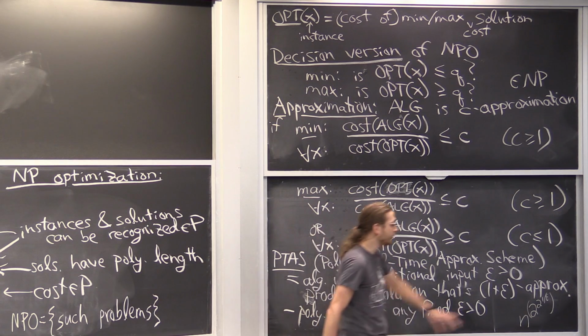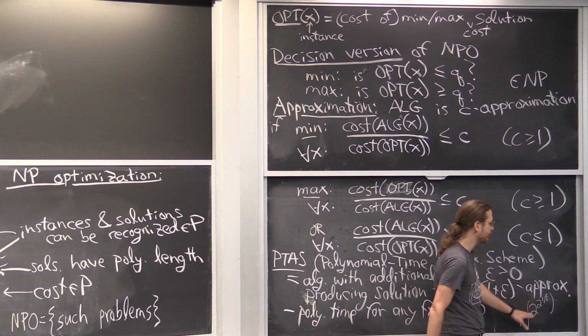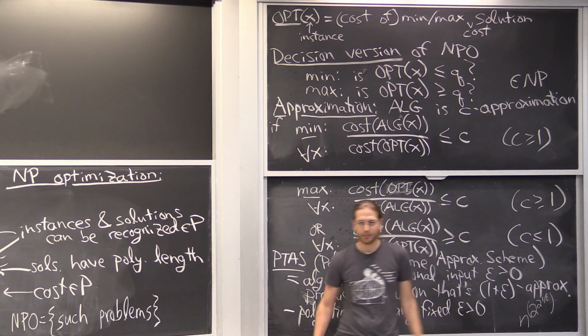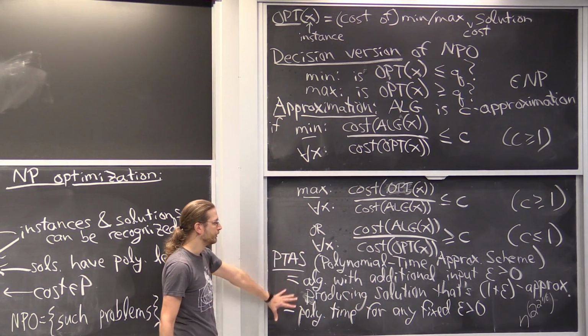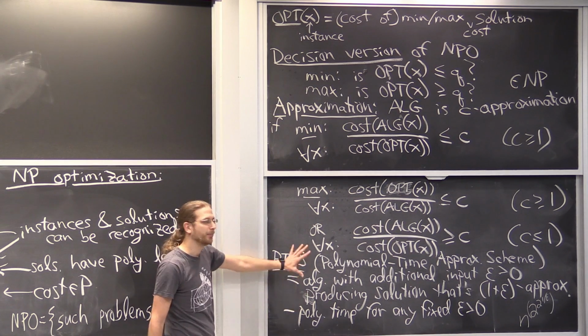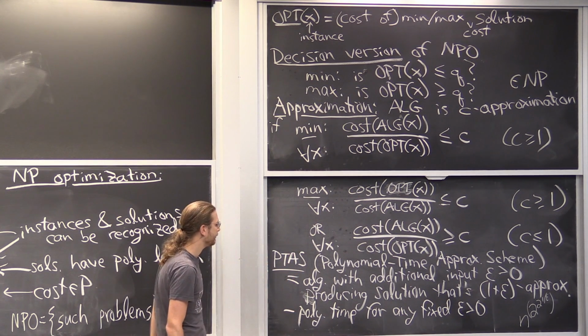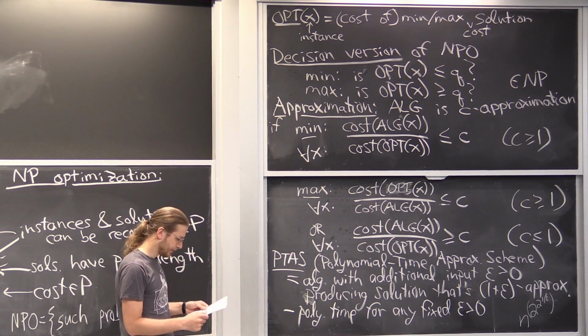Now, there are stronger notions of PTAS that prevent this kind of thing. We will get to that when we get to fixed parameter tractability. But for now, this will be considered the gold standard. This is the best you could hope for at this level of detail.